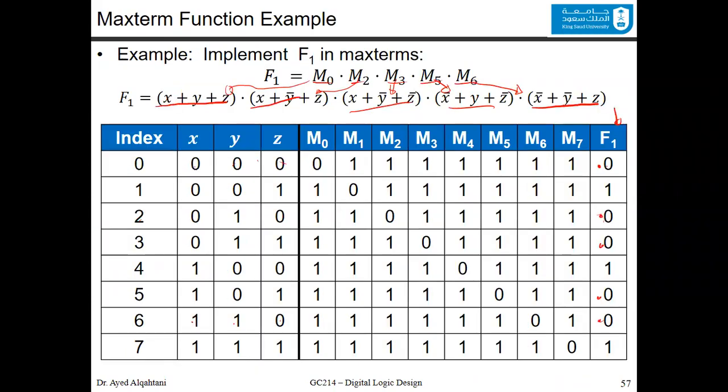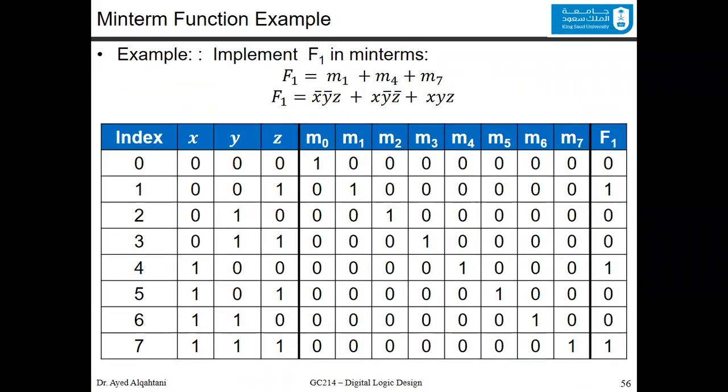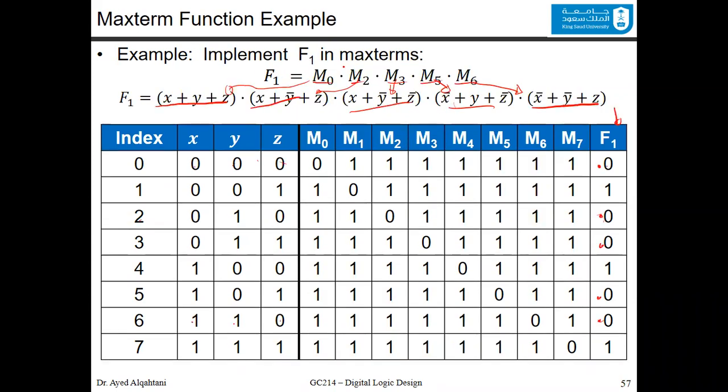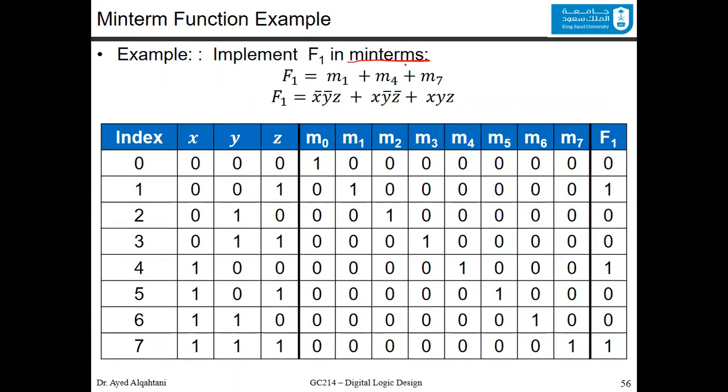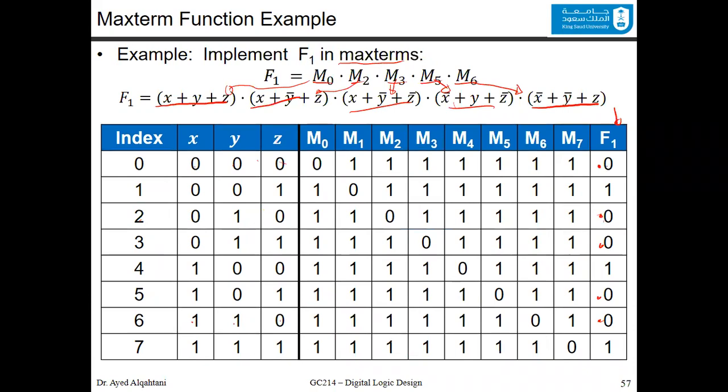I should mention that usually we use the min terms more than the max terms, because in the min terms we look at the ones and we directly get it from here. If it is 0, then the x is bar, the y is bar, and the z is in its normal form. So that's why the min term is usually used more than the max terms.